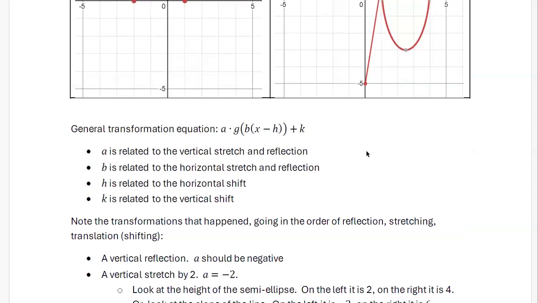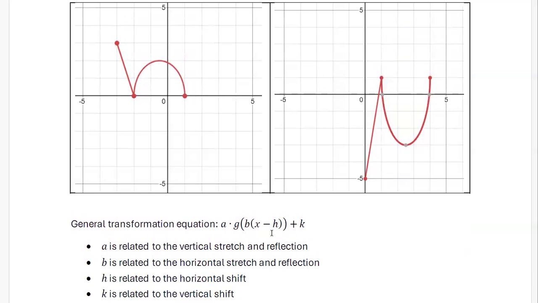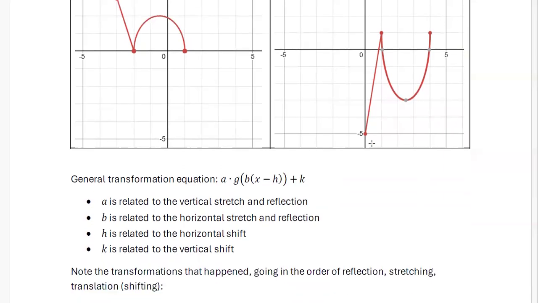Now, let's figure out K, because remember, order, RST, reflection and stretching. We figured that out. Now let's figure out the shift. So look at these 2 points on the axis over here. If we reflect and stretch it, they won't change in terms of the y value, because 0 times a would be 0. It doesn't matter what a is, it will be 0 still, assuming they're finite. Now look, these points are shifted up by 1. So this is why we go in order. K is 1 then.